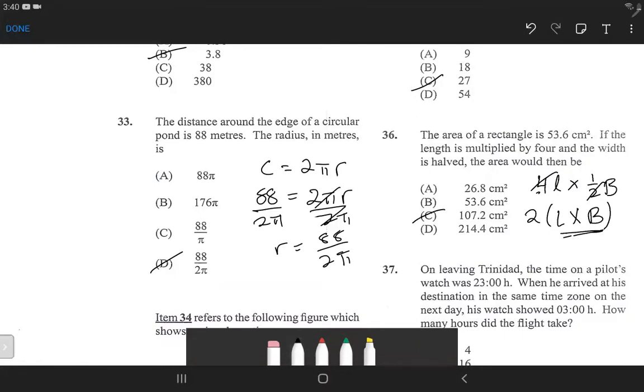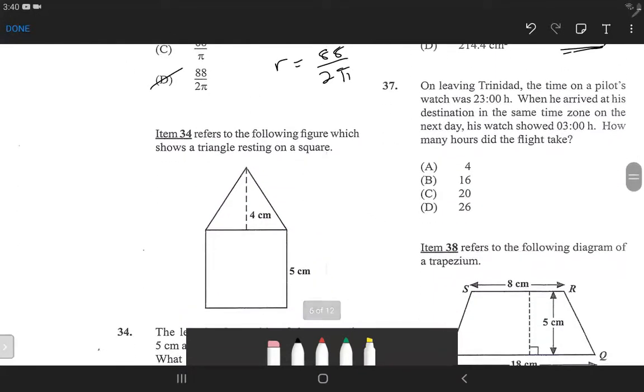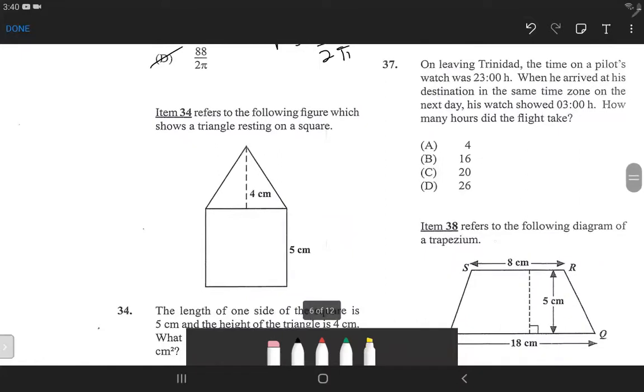That's this one. Right, on leaving Trinidad, the time on a pilot's watch was 2,300 hours. That is, of course, 11 o'clock. When he arrived at his destination in the same time zone, on the next day, his watch showed 300 hours. How many hours did the flight take? Well, it had to go from 11 to 12, then from 12 to 3. So that's 11, 12, 1, 2, 3. That's 4 hours. It's a 4-hour flight.